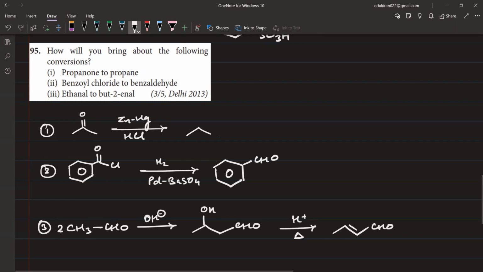What is this reaction? Tell me, guys. Nobody speaks from among you, what happened to everyone? What is this reaction? The first one. Aldol condensation. No, the first one, brother, the first one. The first one is the Clemmensen reduction. Second one, look. Rosenmund reduction. And the third one, Aldol condensation.